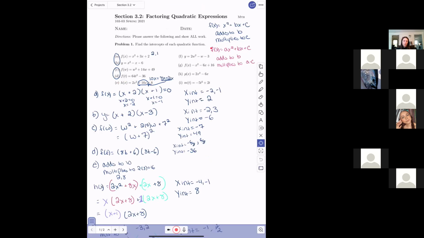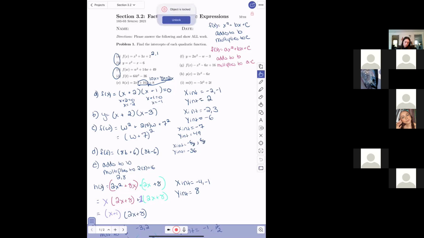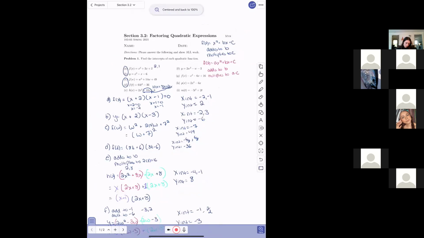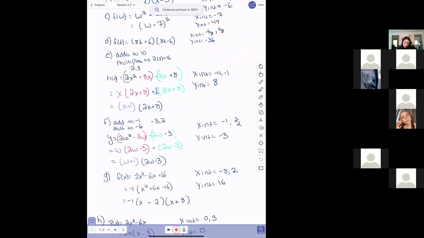Yep. So if you look up here first, when we have something in the form where the coefficient here is not 1, so up here that a is equal to 1, but down here it's anything but 1, we're going to find something that adds to the b value but multiplies to a times c. It sounds kind of obvious, but those two numbers also have to add to b. Let's do question E.